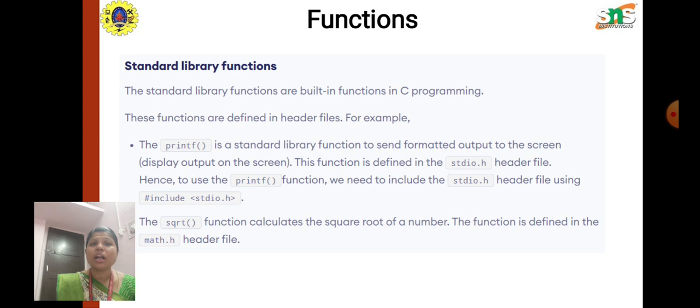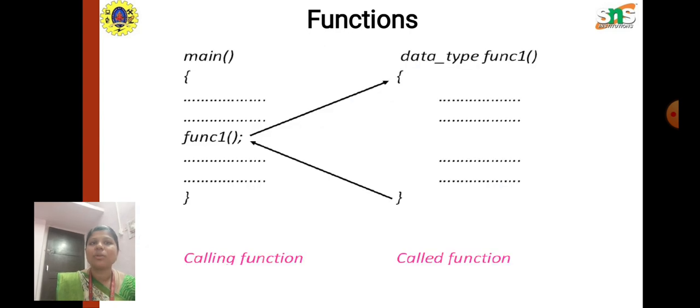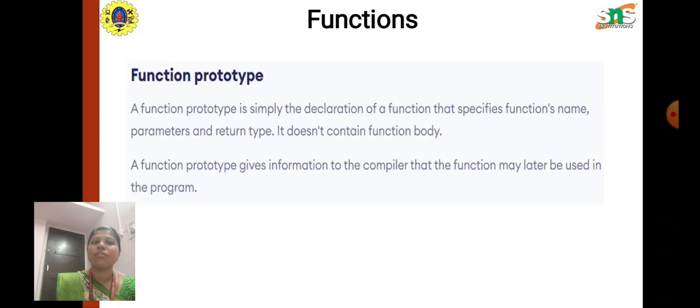Next one is the square root of a number. For that we will be using sqrt. This is used to calculate the square root, and it comes under mathematical calculations, so we use the header file math.h. Next, the calling function and the called function. In the main function, function one is said to be the calling function. Then the function with its data type, function one, is the called function.